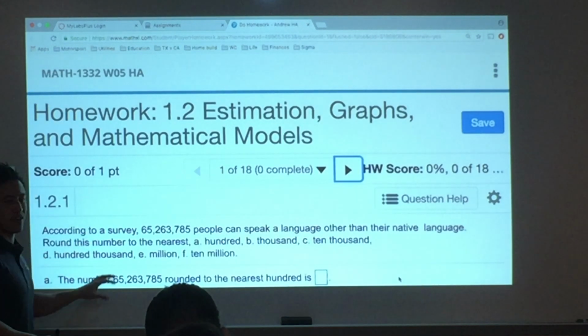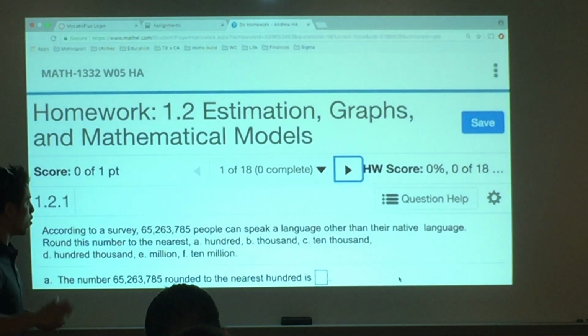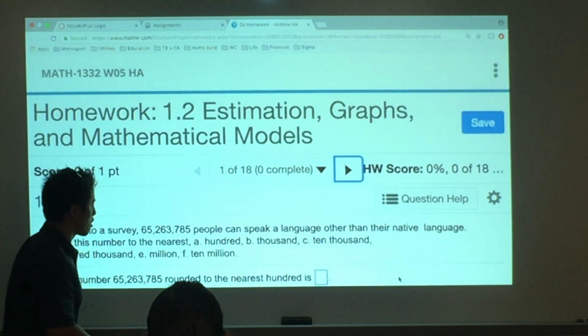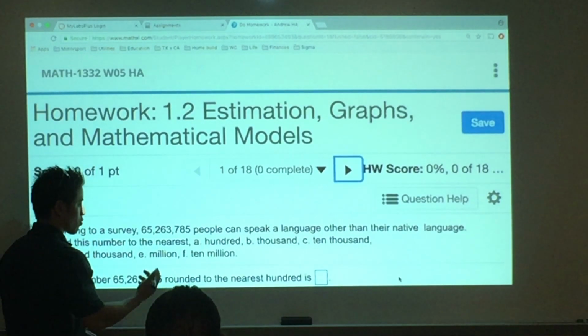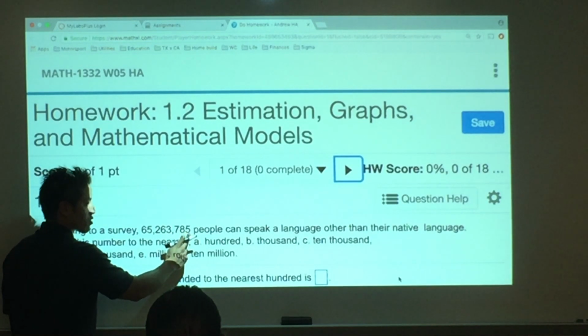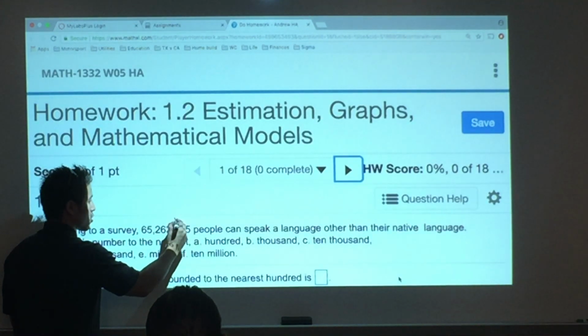I'll be happy to help you, but in class, I think most of you guys are good with this. So part A says round to the nearest 100. Well, a quick intro to rounding. This is the ones place, right? Tens, hundreds. This is the 100 place.